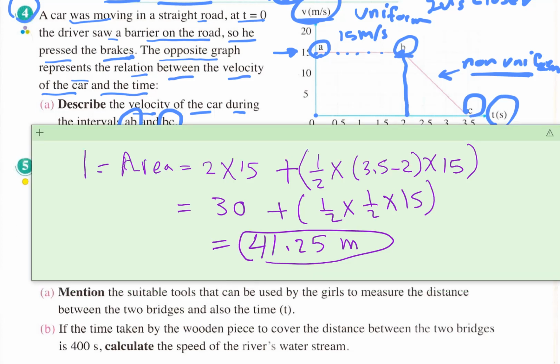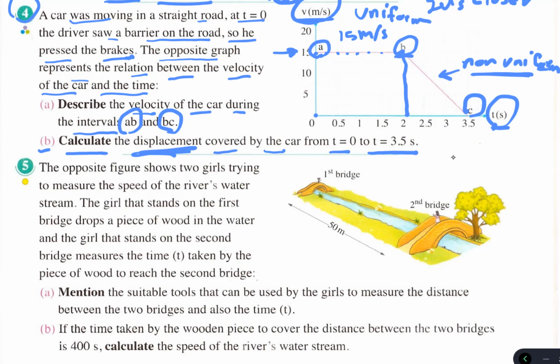So this area equals displacement, but how is it in meters? The 15 here is in meters per second, times seconds, so second goes with second. And here, 3.5 minus 2 is in seconds. And 15 is in meters per second, right? So meters per second goes with seconds. So the displacement is in meters. Let's move to the next.